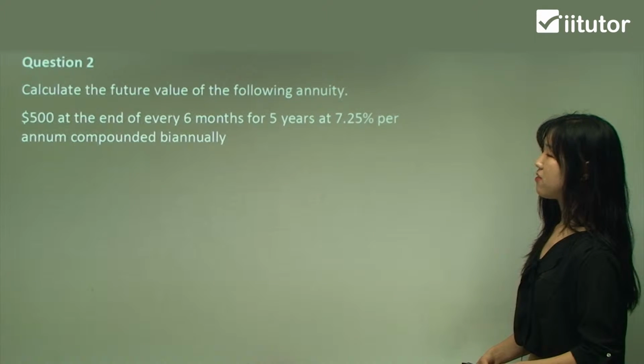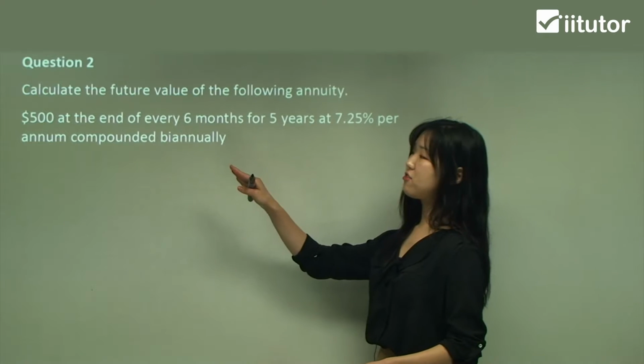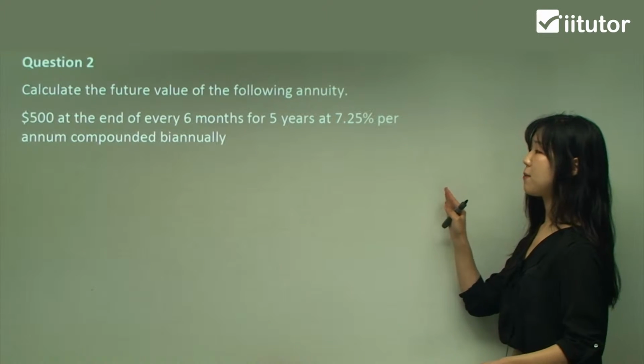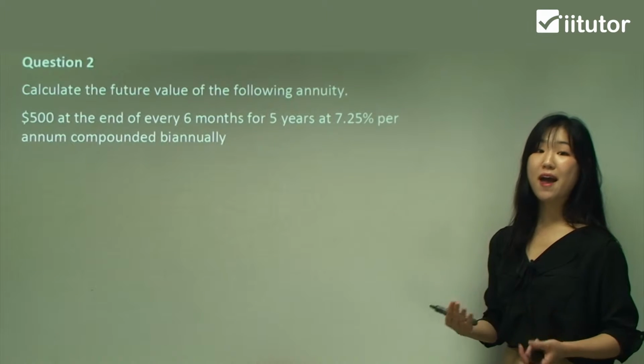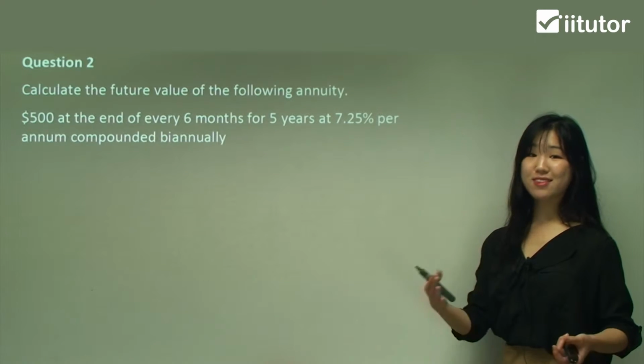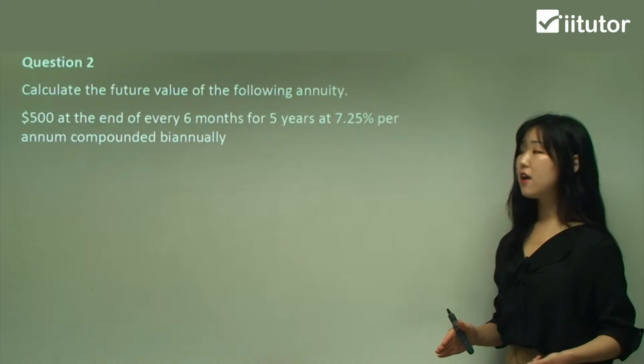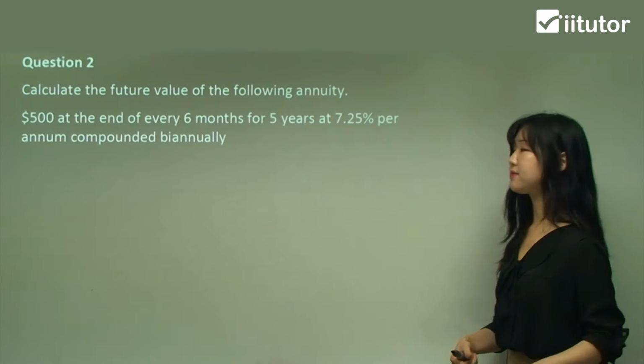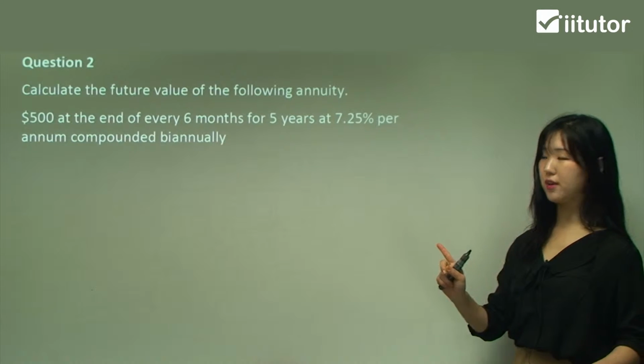Calculate the future value of the following annuity. It's $500 at the end of every 6 months for 5 years at 7.25% per annum, compounded biannually. Biannual means semi-annually, half yearly. So how many half years in a year? Of course 2, isn't it? So we have to match up the units.